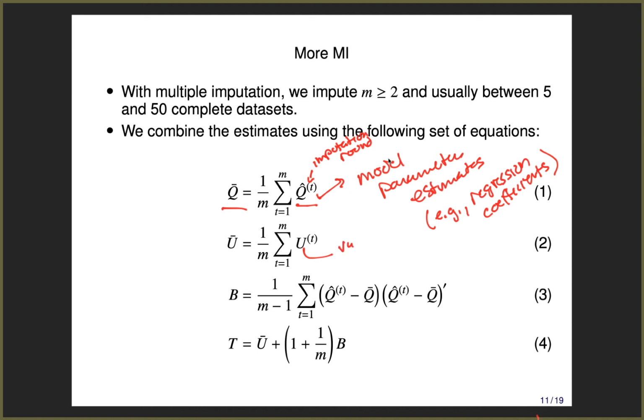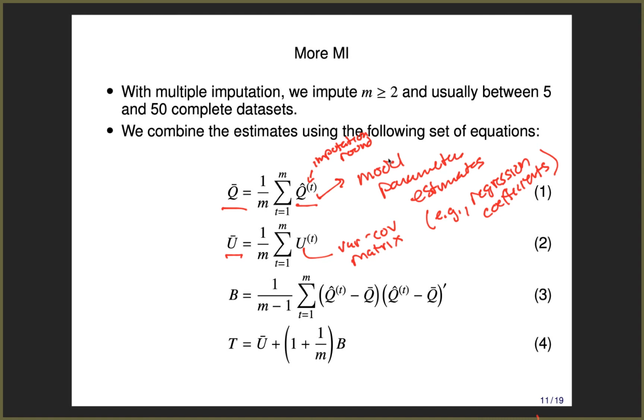U is the variance-covariance matrix of the estimators in each model. And U bar is simply the numerical average of each of those matrices. It's an element-wise average, so for the variance of the first parameter, we would simply average all of the variances of all of the first parameters.